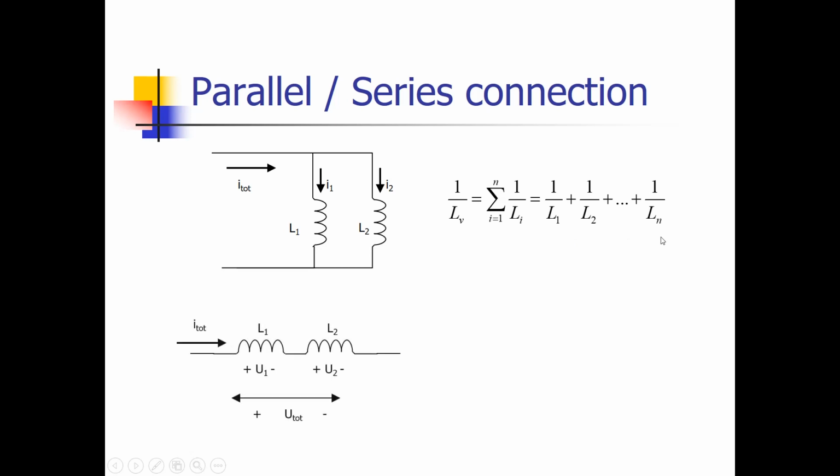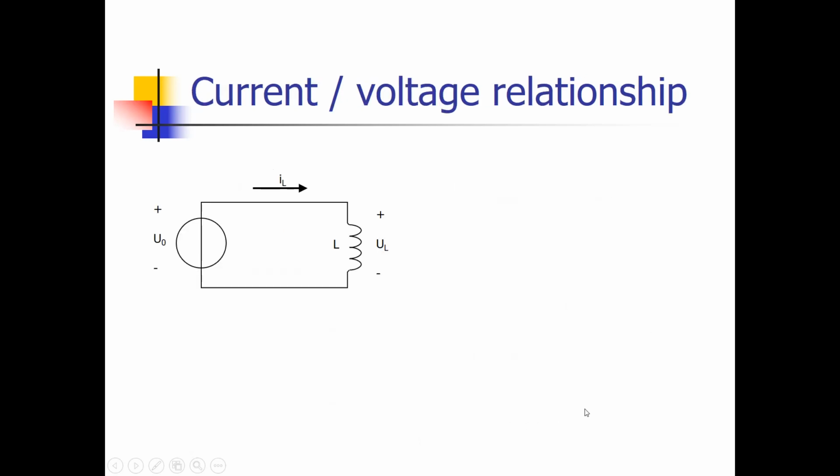The same thing happens when we put inductors in series. Then we can do the same thing as with resistors. We can define the replacement inductance value, which is equal to L1, the inductance value of the first inductor, plus L2, plus, and so on till the last inductor value. So this is also the same with resistors.